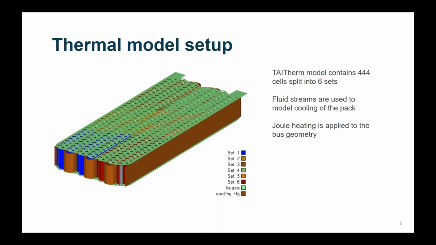For the thermal model setup, we have a TAITherm 3D thermal model, which contains 444 cells split into 6 sets. So that's a 74P6S topology. We have fluid streams that are used to model cooling of the pack in the cooling ribbon shown in brown. And we have Joule heating applied to the bus bar geometry shown in green.